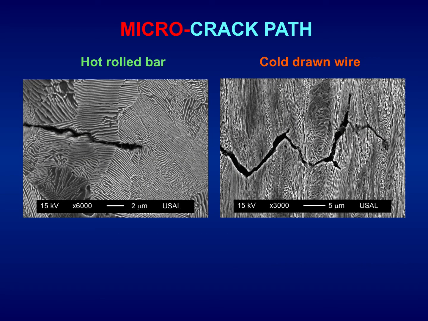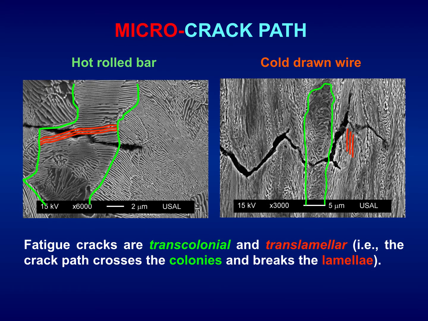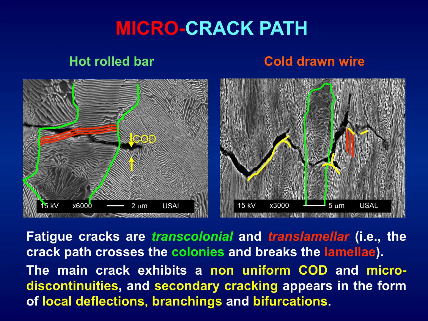With regard to microcrack path, we have the hot roll bar, green color, on the left-hand side and the cold drawn wire, orange color, on the right-hand side. Fatigue cracks are transcolonial, they cross the colonies, green color, and translamellar, red color. It is, the crack path crosses the colonies, green, and breaks the lamella, red. The main crack exhibits a non-uniform COD, yellow color, and micro discontinuities.